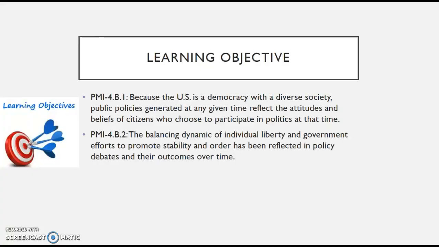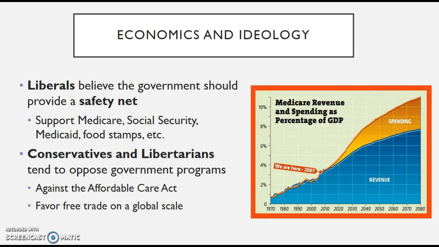All right, moving on here. Here are our next set of learning objectives. And when we look at economics and ideology a little bit more closely, when we look at safety nets, such as Medicare, Social Security, Medicaid, you definitely are going to need to be familiar with this. Liberals tend to believe that the government should provide a safety net. So in the event that you lose your job, you have unemployment benefits.